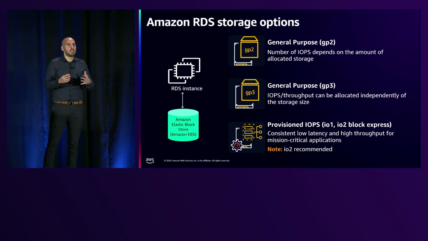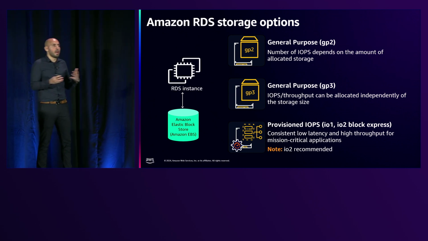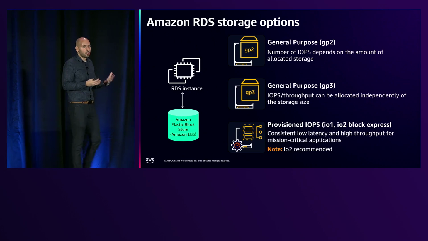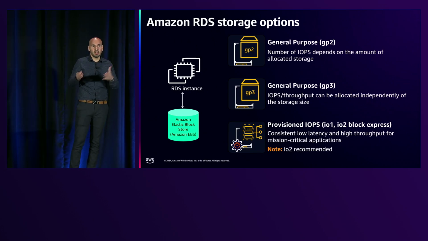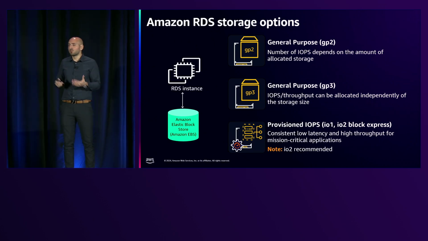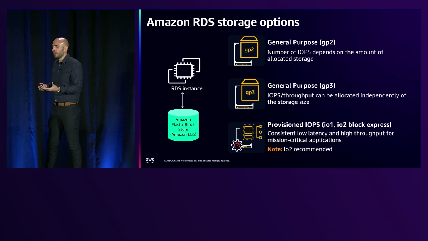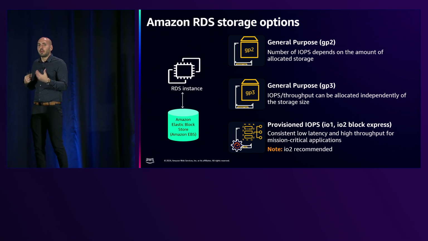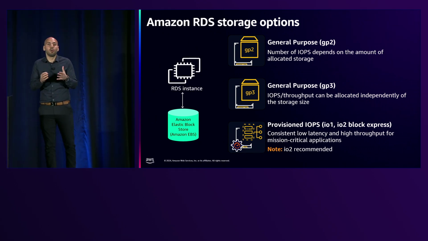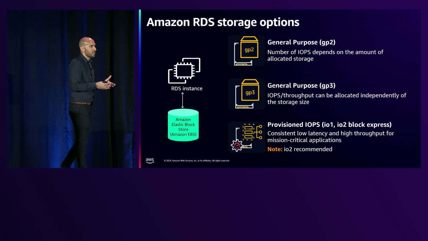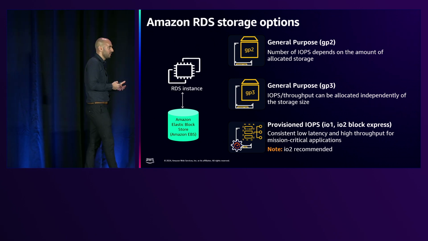So just to understand the comparison, with IO2, you get 5 nines of durability, 99.999% durability. This is 100 times more durable than IO1. You also get sub-millisecond IO latencies. This is the only EBS option in Amazon RDS that provides you sub-millisecond IO latency.